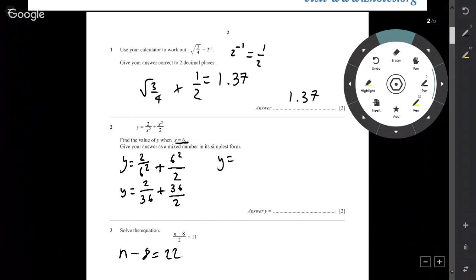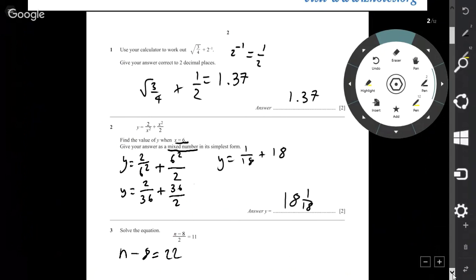So that, if you simplify that fraction, is 1 over 18. And then you plus, and this turns into 18 over 1, which is just 18. Now the question asks you for the answer to be in mixed number form. So that is just simply 18 and 1/18.